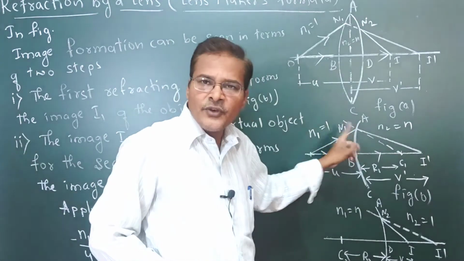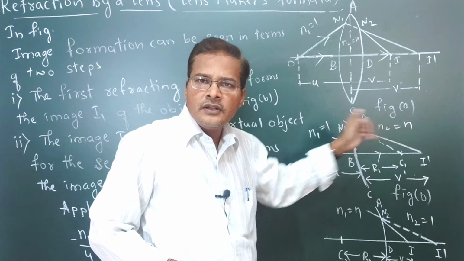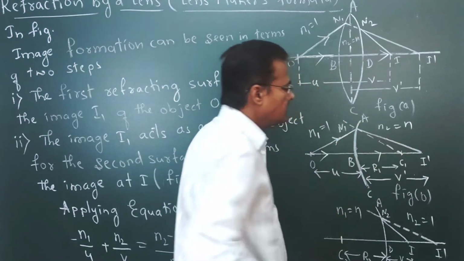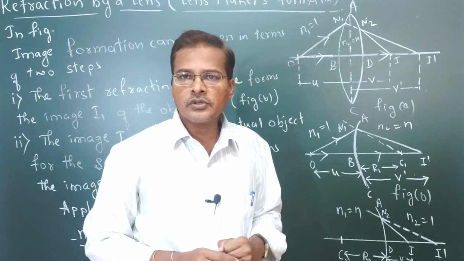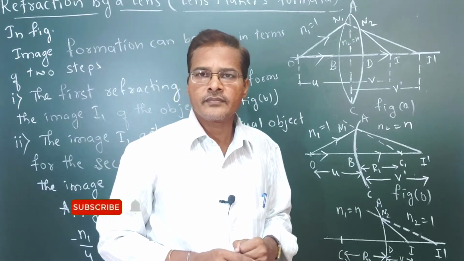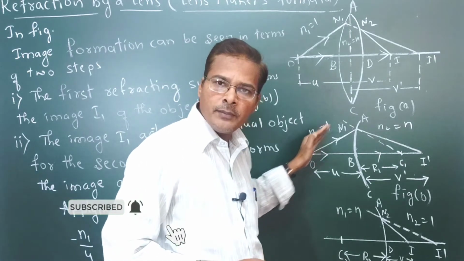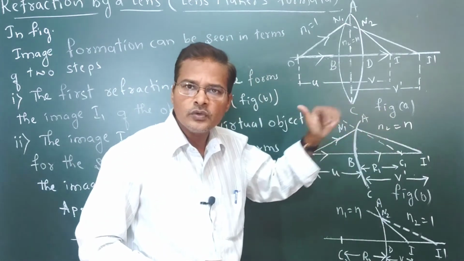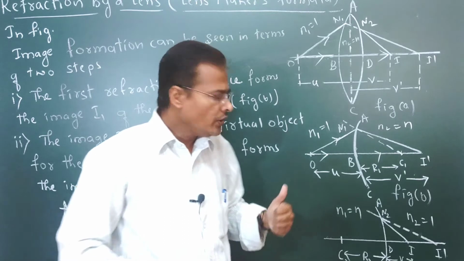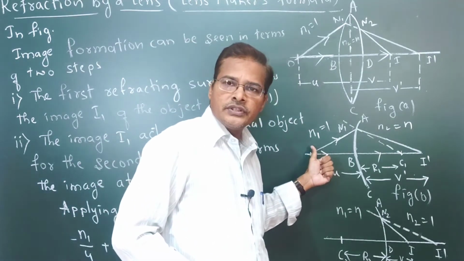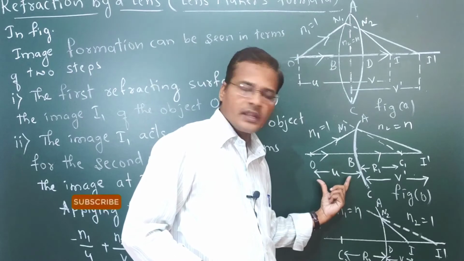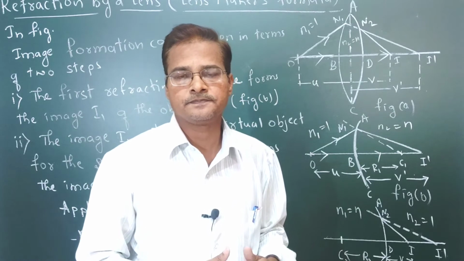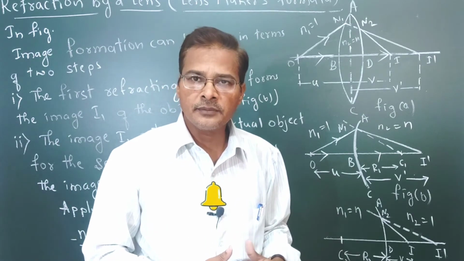When it passes from the rarer medium to the denser medium, this is the normal. C1N1 is the normal at the point of incidence. When a ray passes from one medium to another, it will be bent towards the normal. So here we get the object distance, and this is the image. Whatever image is formed will be the real image.